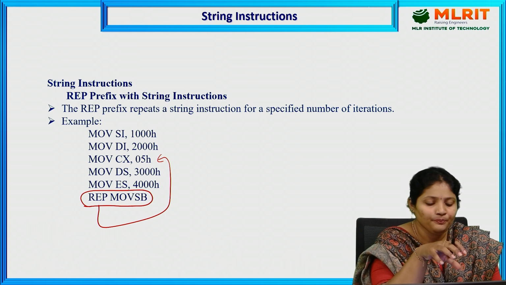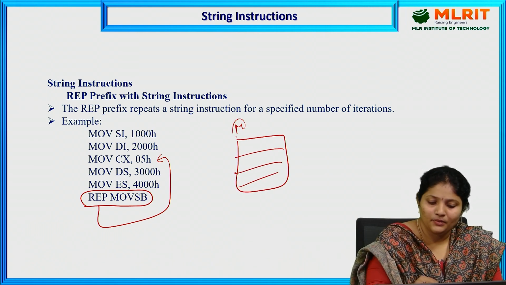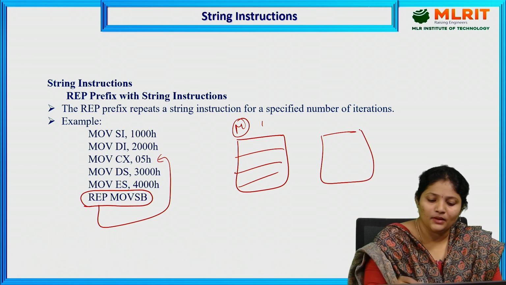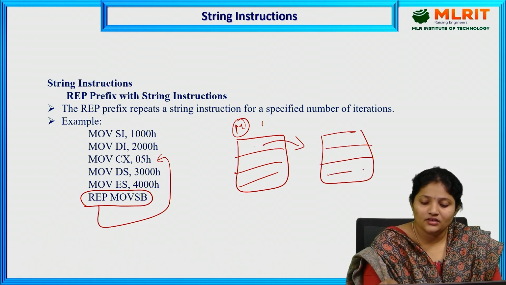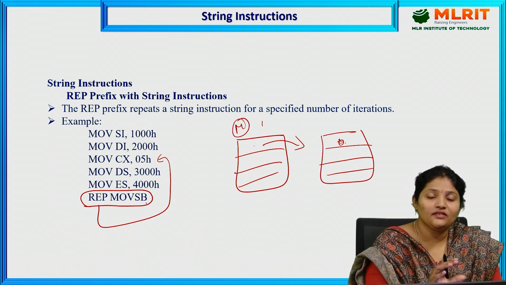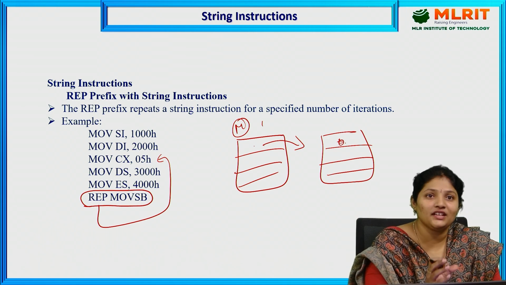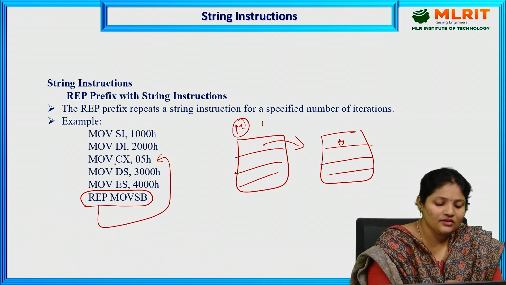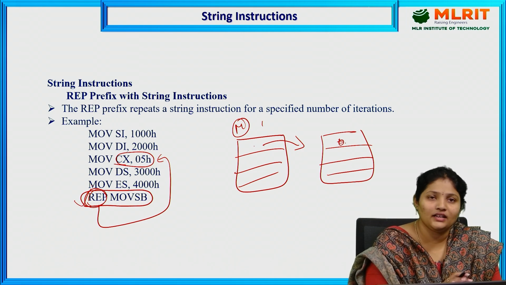So if this is the first memory and this is the second memory, the data present in the first location will be copied to the first location of the second memory, and then the CX register will be decremented. This execution will be repeated until the CX register reaches 0, as long as we keep the repeat instruction.